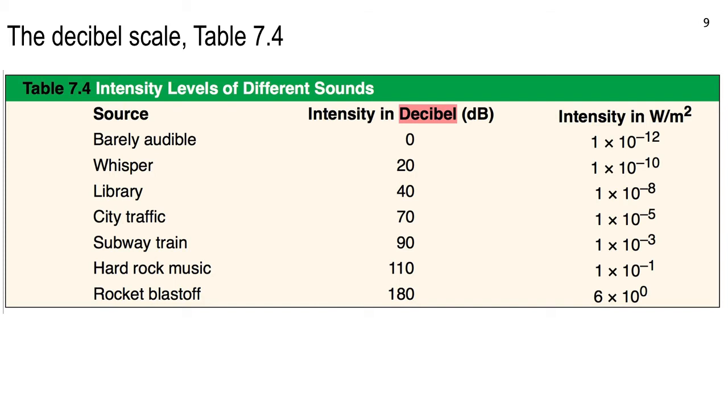Traffic, city traffic, 70. Oh, I'm sorry, I read that wrong. Whisper is 20. Library, 40. 10 to the minus 8. City traffic, 70. 10 to the minus 5.